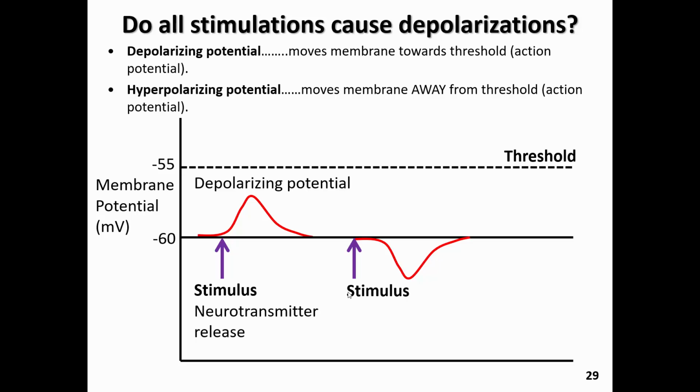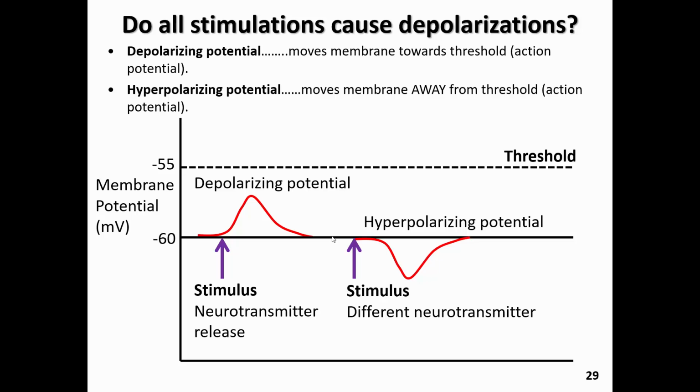In this case, here we have a stimulus on the same neuron, so the red represents the same neuron, but this stimulus is a different neurotransmitter. And when this neurotransmitter is affecting the same neuron, we see that we have a movement that makes the interior of the cell more negative, or hyperpolarized from its polarized state. And we call this a hyperpolarizing potential.